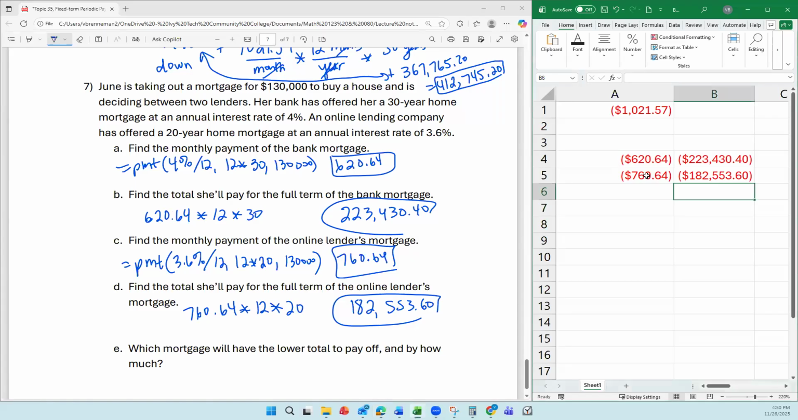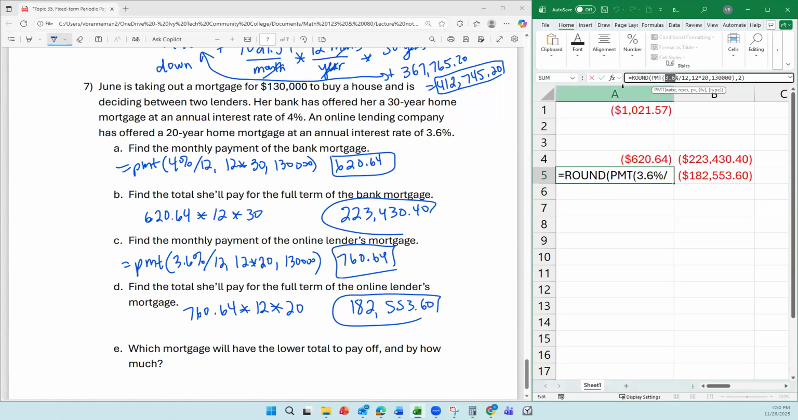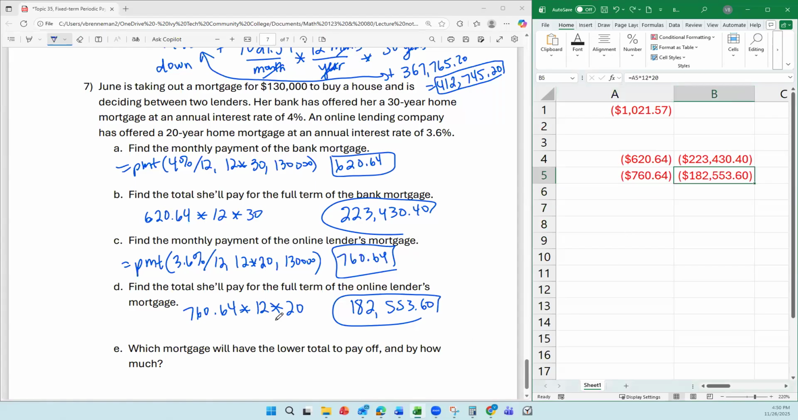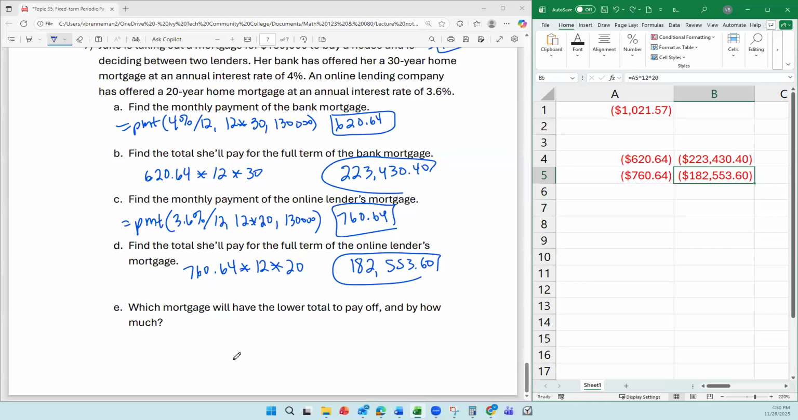Now, just to show you, the difference is mostly from the 20 versus 30 years. So if I go and make this one be also 4%, it's a little higher, but still much lower than the 30-year. Right? So the lower total to pay off is the online lender.